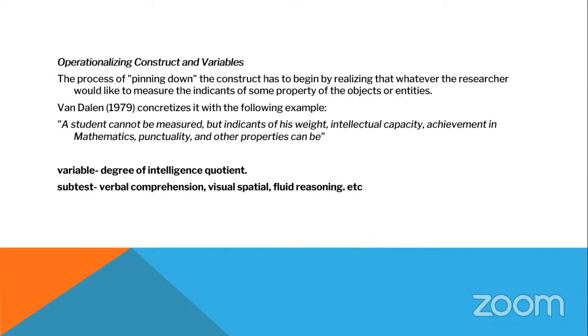As an example, I can refer to a variable. In the case of a variable, let's take the degree of intelligence quotient. What are the subtests we use here? That is verbal comprehension, visual spatial, fluid reasoning, etc. So if we have to measure something in depth, we have the tests.